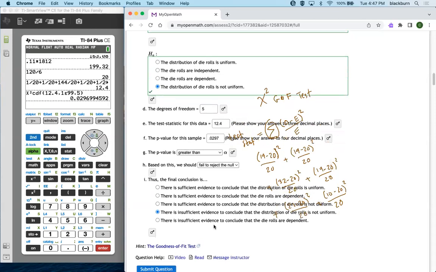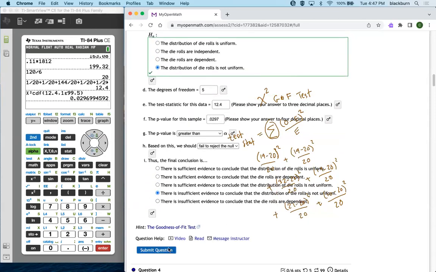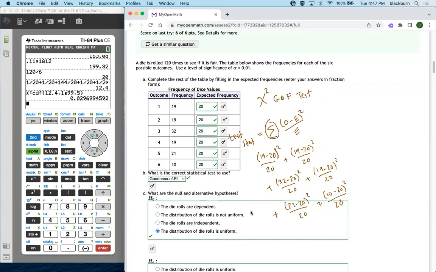So it's got to be one of the last two. Goodness of fit is all about the distribution, so it's the 4th one. And there we go. Excellent. We got it all right.